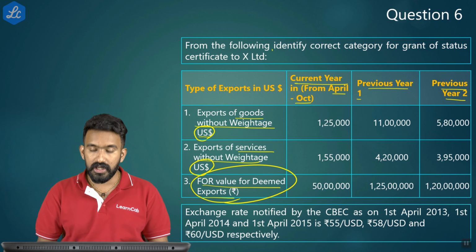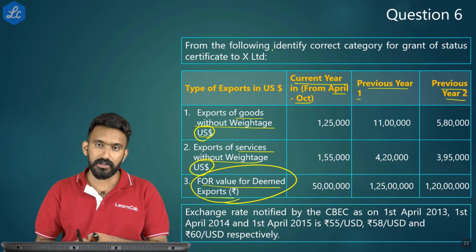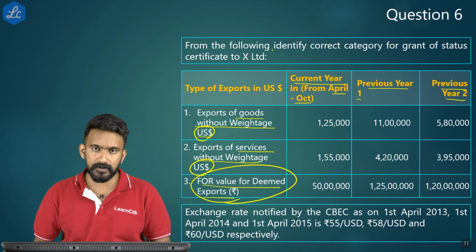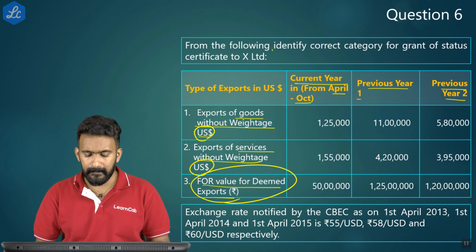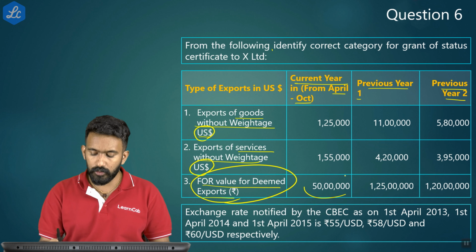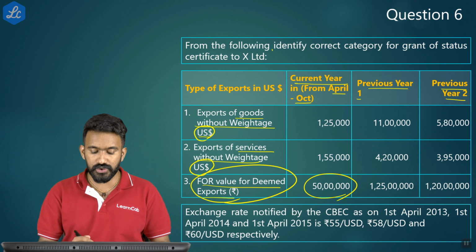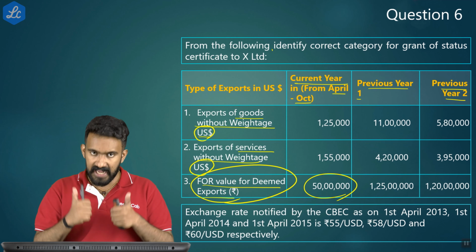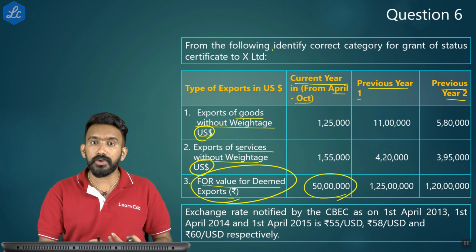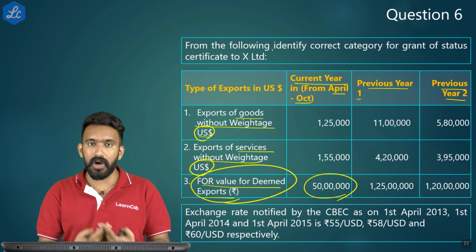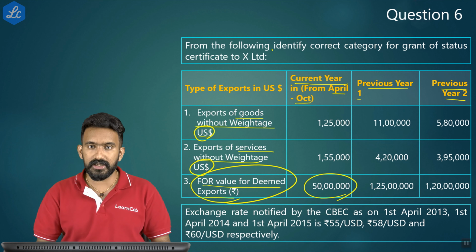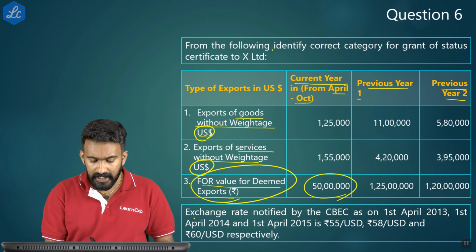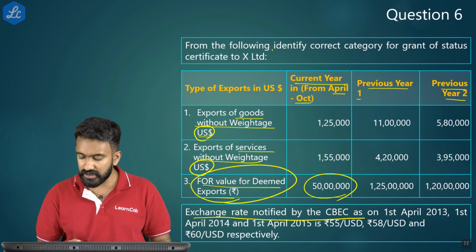There's another question. I need to have $3 million of export performance to be categorized as a one-star house. For that, how do I add my rupee value into that? So the first question, should I include my deemed export also into this export performance? The answer is yes, you include that. Now how do you convert that into dollar value? You have to take the conversion rate as on the first of the financial year, the exchange rate notified by CBIC.